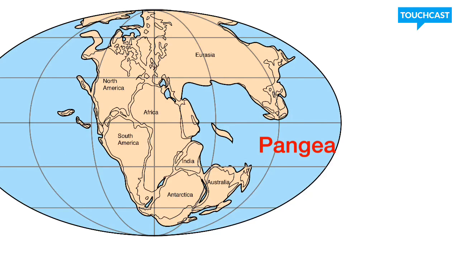So first off, we're going to go over the theory of continental drift, and this is that at one time all the continents were connected in a supercontinent known as Pangaea, and then over time these continents had drifted apart. So let's go ahead and review some of the evidence to support that.